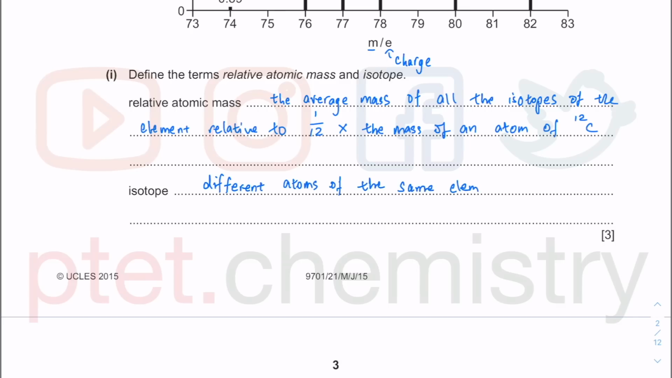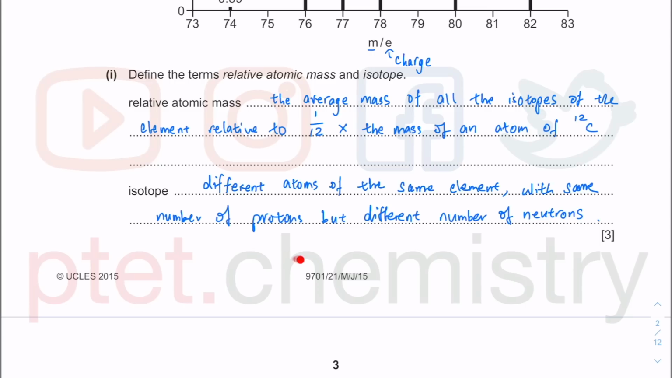It's going to be the same number of protons, but a different number of neutrons there. The number of protons plus the number of neutrons will give you the mass number or the nuclear number, and therefore you have a different mass number and different nuclear number as a result of these.